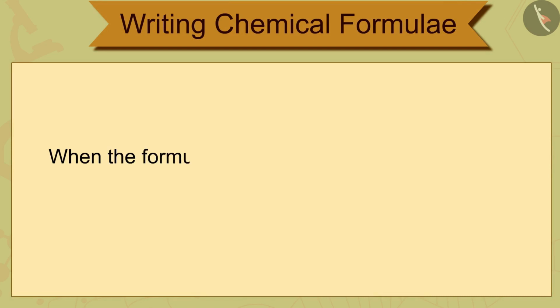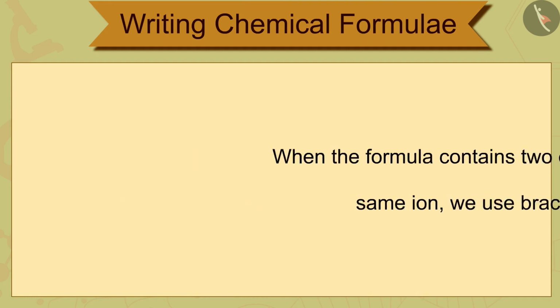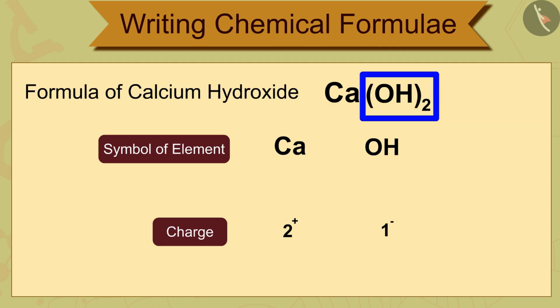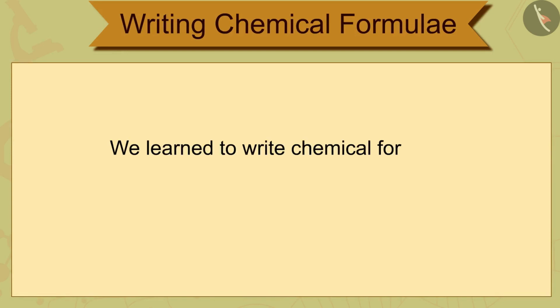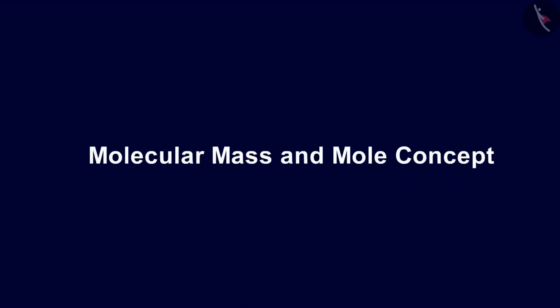When the formula contains 2 or more ions of the same ion, we use brackets for them. For example, the formula for calcium hydroxide is Ca(OH)2 and not CaOH2. Here, the bracket around OH with a subscript 2 indicates that there are 2 hydroxyl OH groups joined to one calcium atom. In this video, we learned to write chemical formulae. In the next video, we will study molecular mass and mole concept.